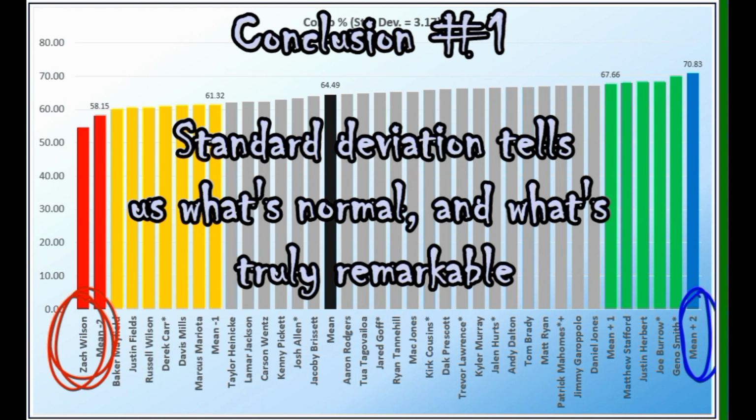Interestingly enough, on the right-hand side, even though Geno Smith was just shy of 70% completion and led the league this year, he didn't breach that standard deviation +2 mark, which would tell us that it's a truly remarkable season. So as good as he was, it's not anything that's statistically kind of crazier out there.